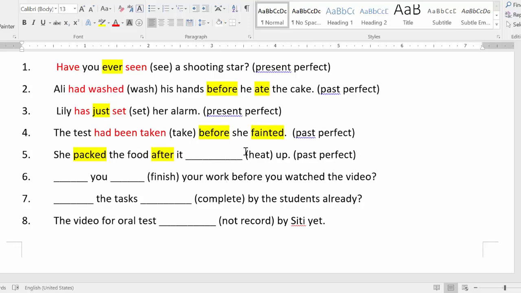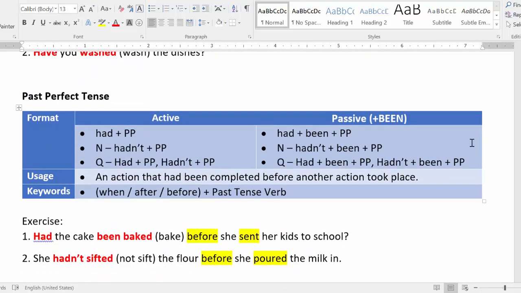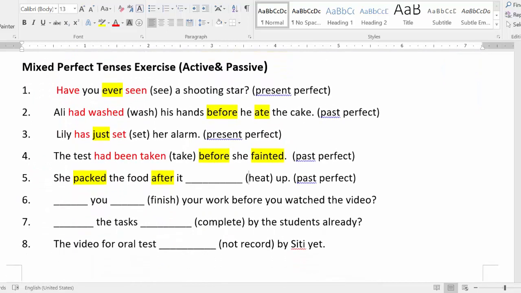Past perfect tense, heat up. The food heat up. Can the food heat up itself? No, right? So the food must be heated up by someone. So your answer here should be a passive voice, past perfect tense passive voice. Your format: had been PP. So let's look at your answer. She packed the food after... so your answer should be had been heated up. Had been heated up. Okay, had been heated up.